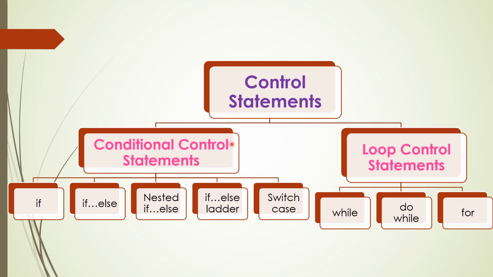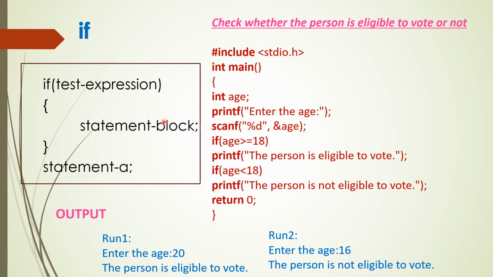Generally, the control statements can be classified as conditional type or loop type. We either control the statements by the condition or with the loop. In conditional control statements, we have if else, nested if else ladder, switch case. And in loop control statements, it is categorized in three ways: while, do while, and for. Let us check one by one now.